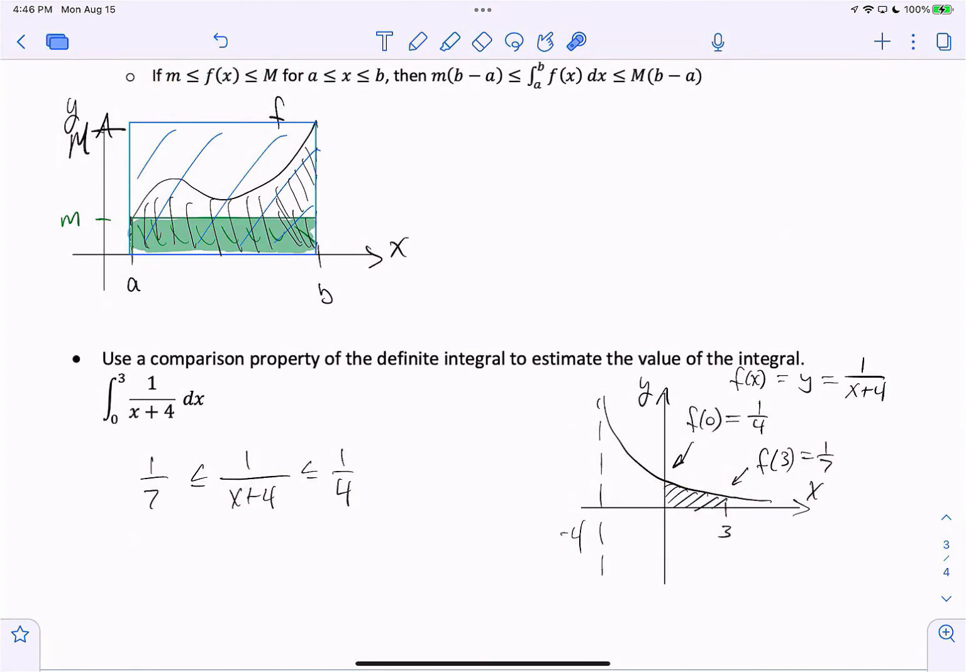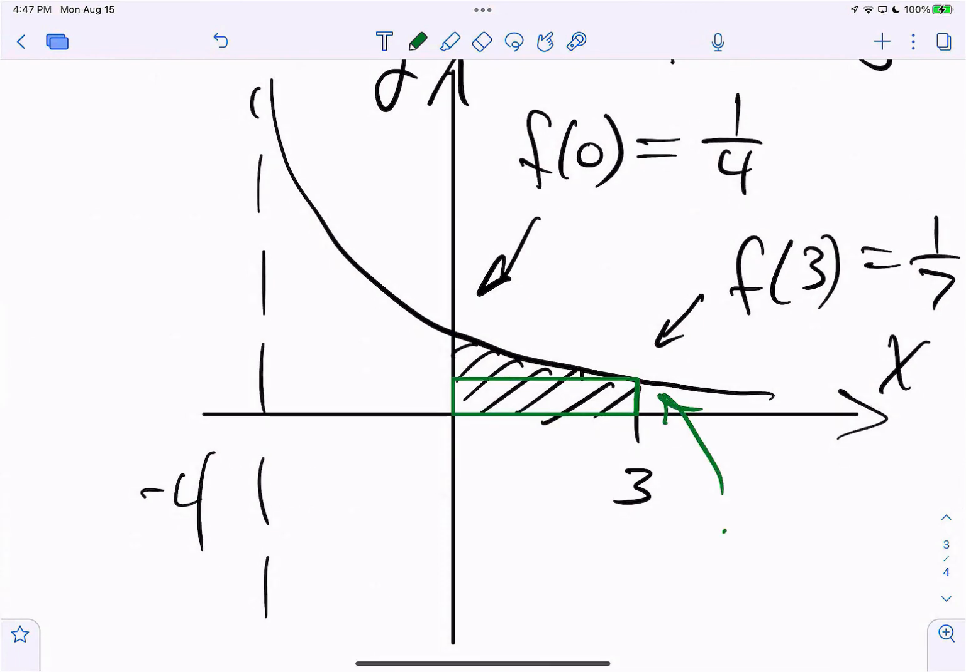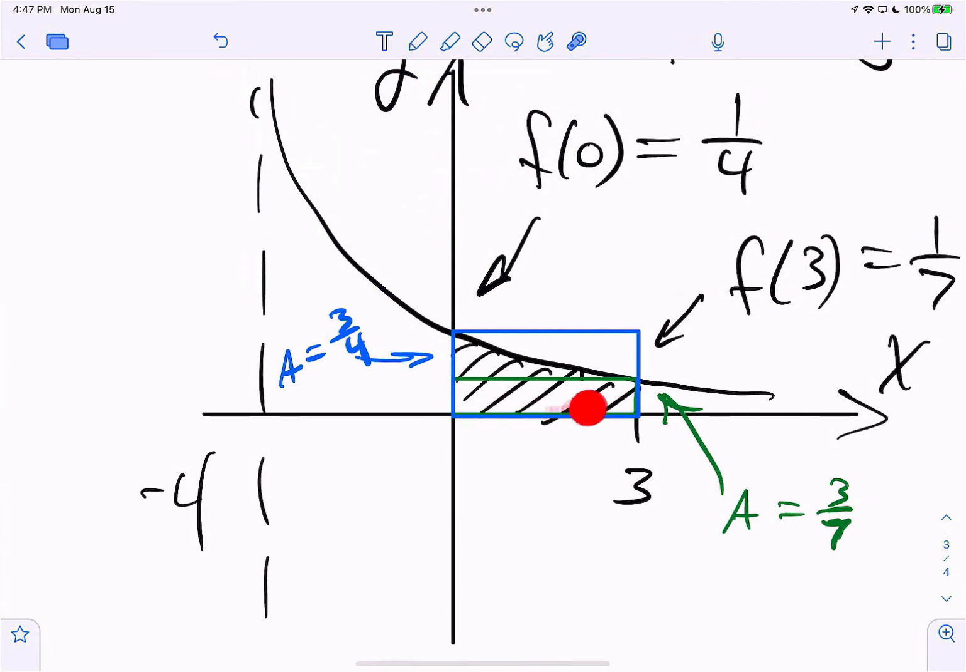is between two values, then the integral of that function over an interval from a to b is between two values, the sizes of two rectangles. Over here, there's a smaller rectangle that has an area of 3/7. And there's a larger rectangle that has an area of 3/4. And of course, I'm getting that because we have an interval width of 3 times 1/7 and an interval width of 3 times 1/4.